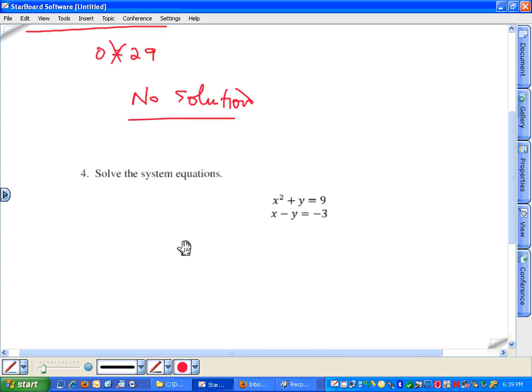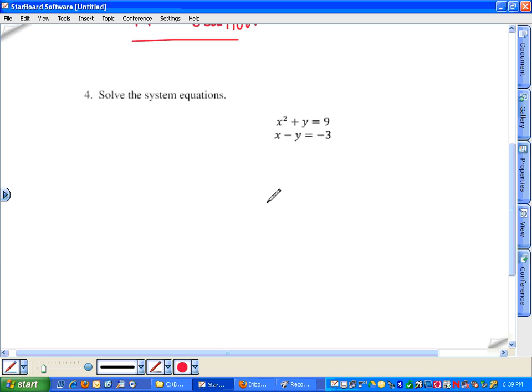Okay, question 4. This is a system of nonlinear equations. This equation here is actually a parabola.